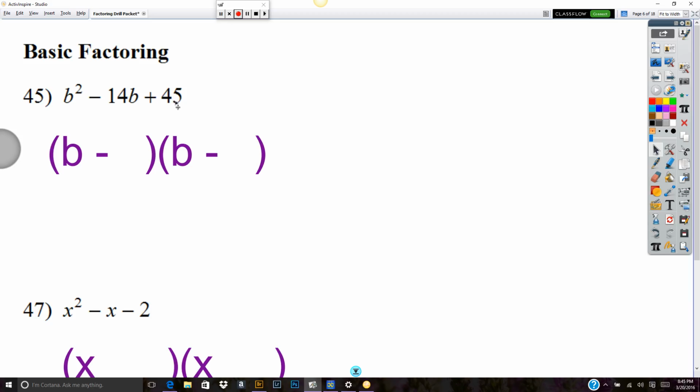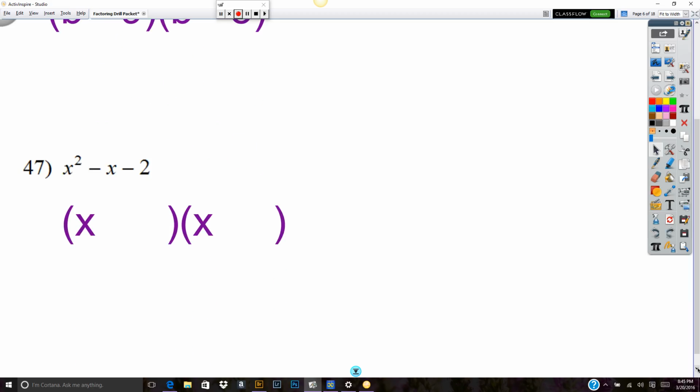Well, there's not too many things that multiply to 45. You've got 1 times 45, 3 times 15, and 5 times 9. Well, 5 times 9 is what works. And the order doesn't really matter. I could put the b minus 5 first and the b minus 9 second. Doesn't really matter.